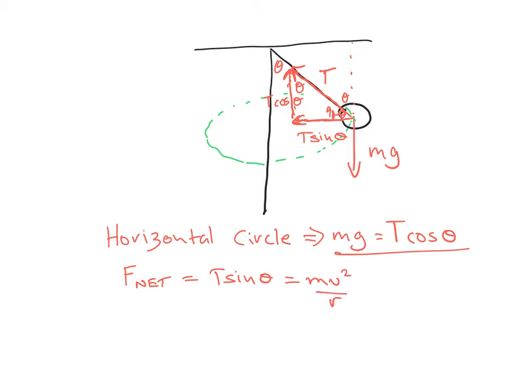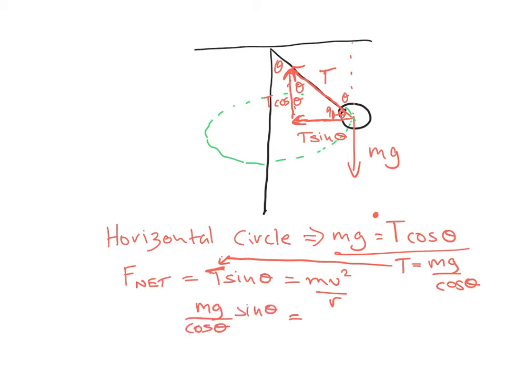Now the next step here is we can use this top equation here, equation 1, to get an expression for tension. From this top equation, if I just divide both sides by cosine theta, I get tension is equal to mg on cosine theta. Now if I substitute that in for this tension, what I get is mg on cosine theta times sine theta is equal to mv squared on r.